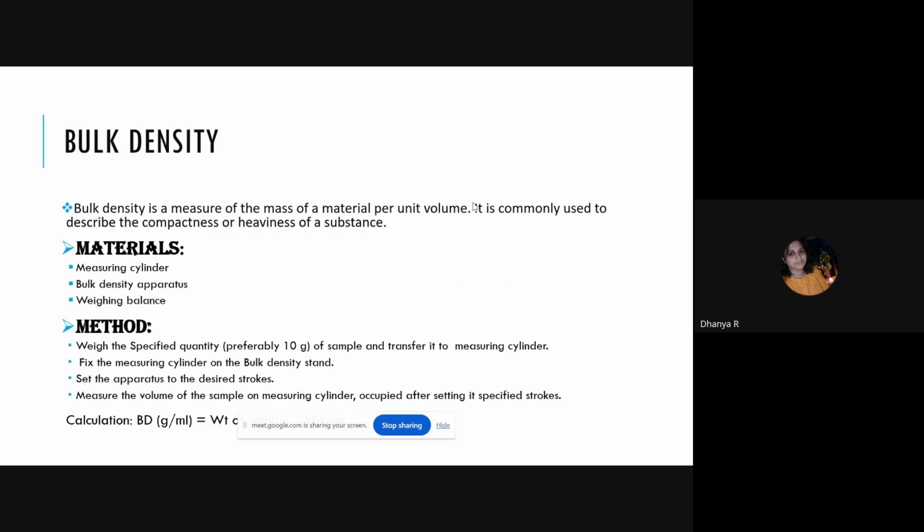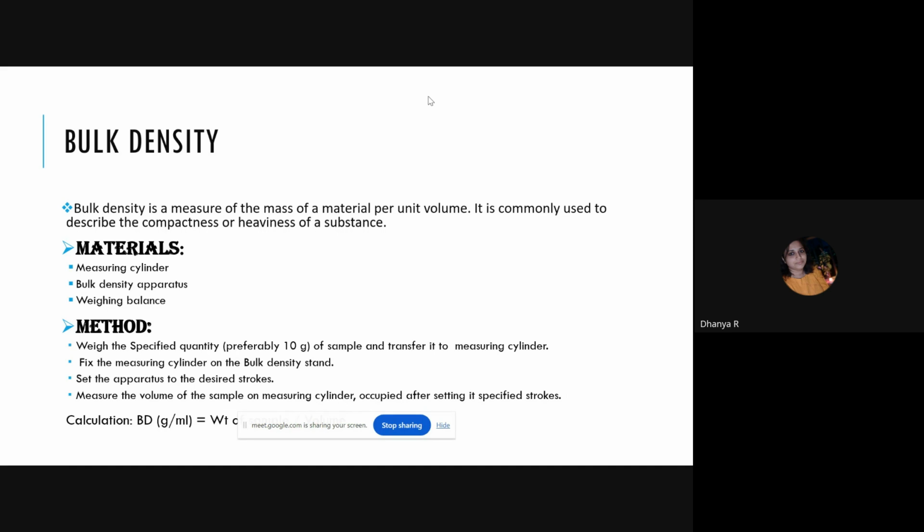So here we are using it to find out the parthivatva, akashiyatva, vayuvatva. The principle is that if the bulk density is more, the parthivatva would be more and the vayavya and akashiya tattva would be less. Now coming to the materials that we are using, of course we need to weigh the material, so we need a weighing balance. Then we need to find out the volume. For that we need a bulk density apparatus.